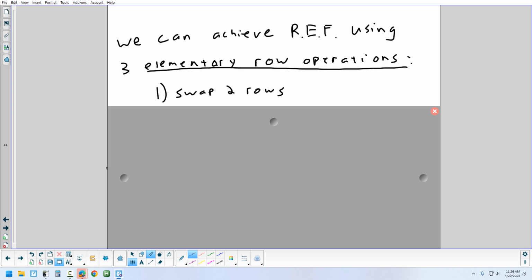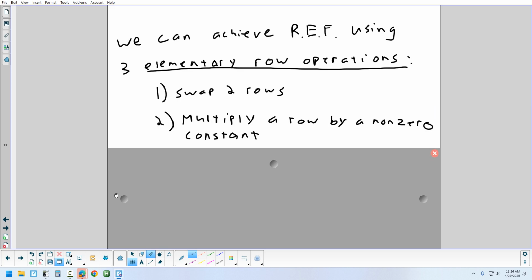The first thing that you are allowed to do is you can take any 2 rows and swap them. Swapping 2 rows does not fundamentally change anything about the matrix in terms of solving it. You cannot swap columns. Definitely not. But you can swap rows.